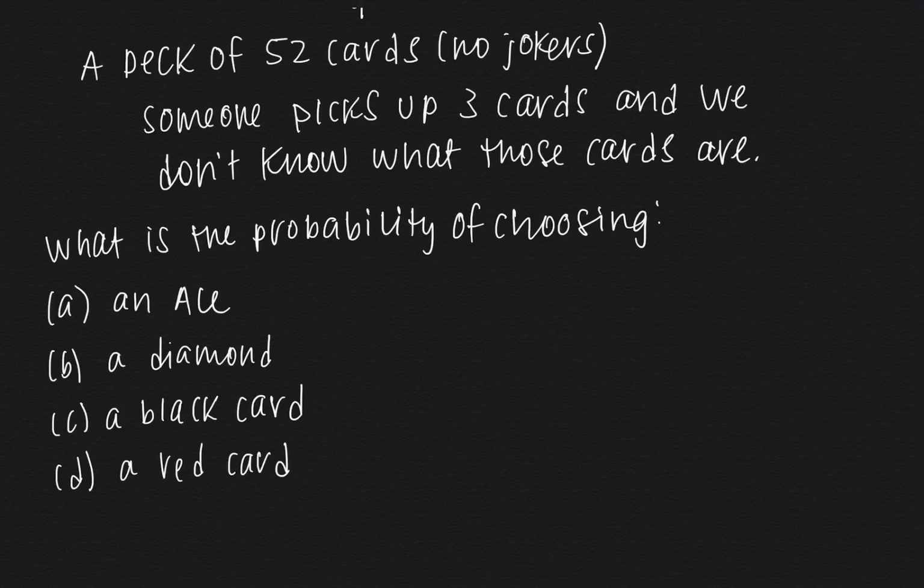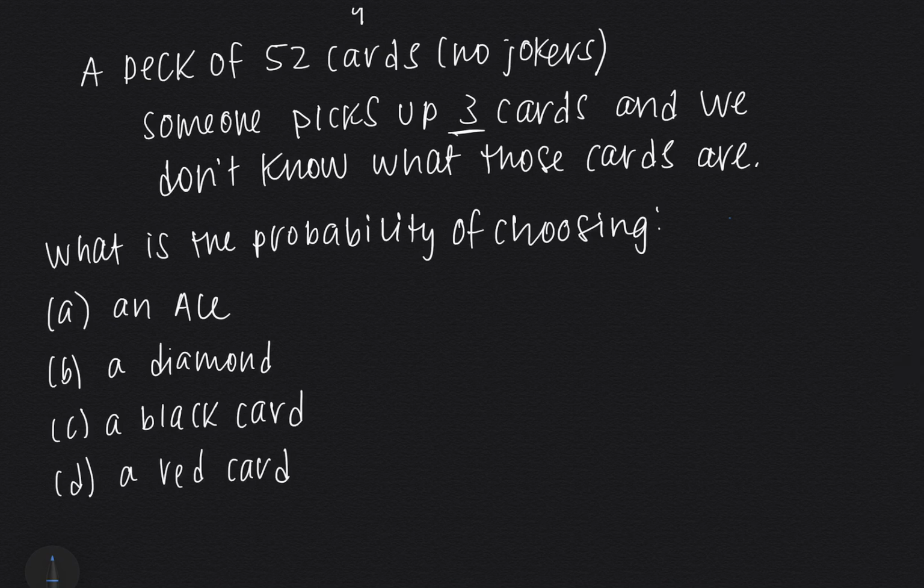Okay, so what we're going to have to do is take 52 and subtract 3. So we're going to say 52 minus 3 is going to be 49. So we're going to say that we have 49 cards left. And since we don't know what cards were chosen, this is all we have left to go off of. So for the probability of an ace, we're going to have to say 4 out of 49.